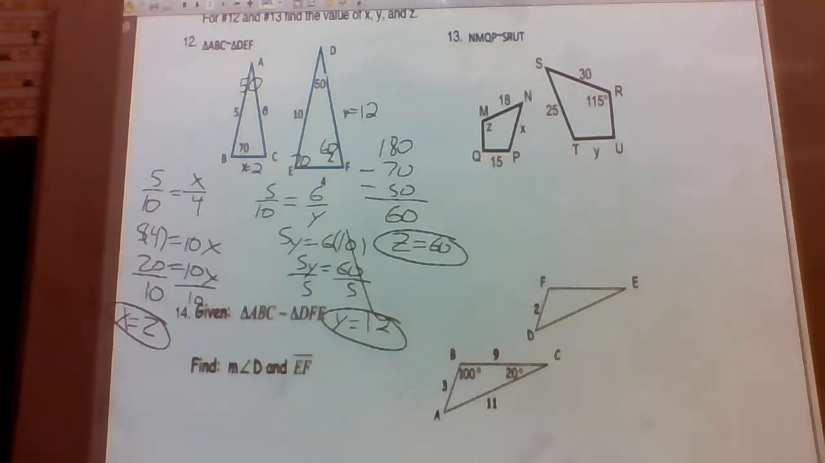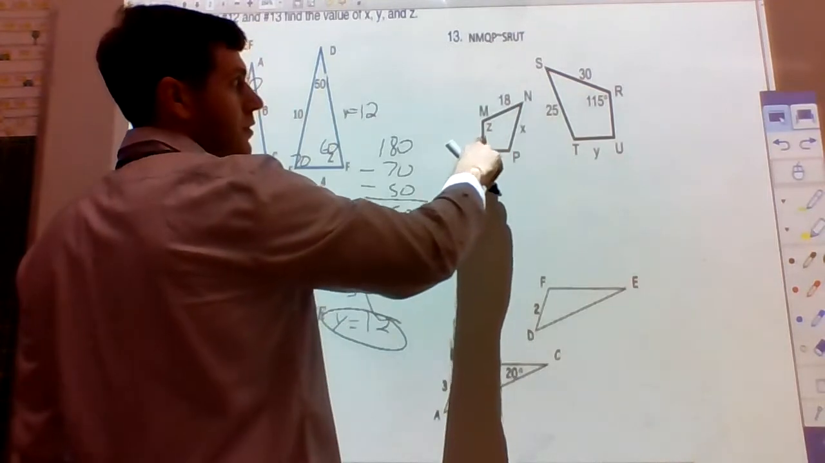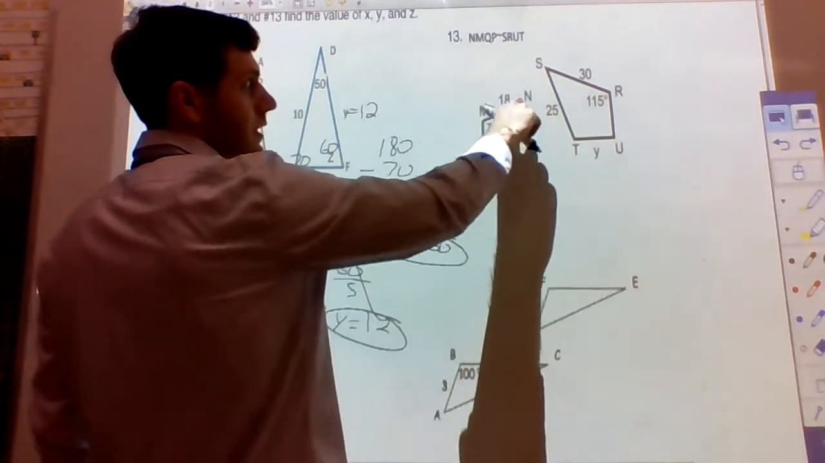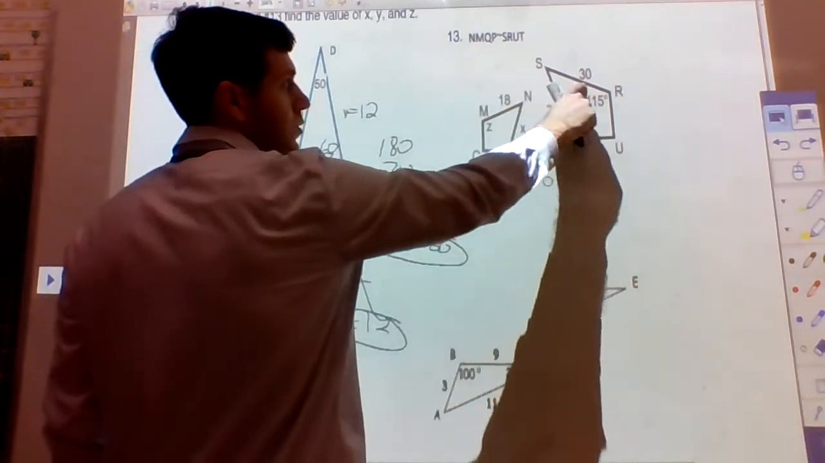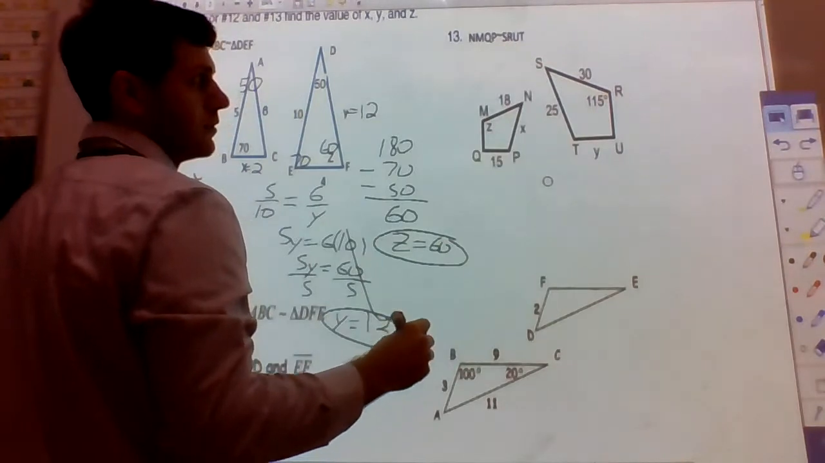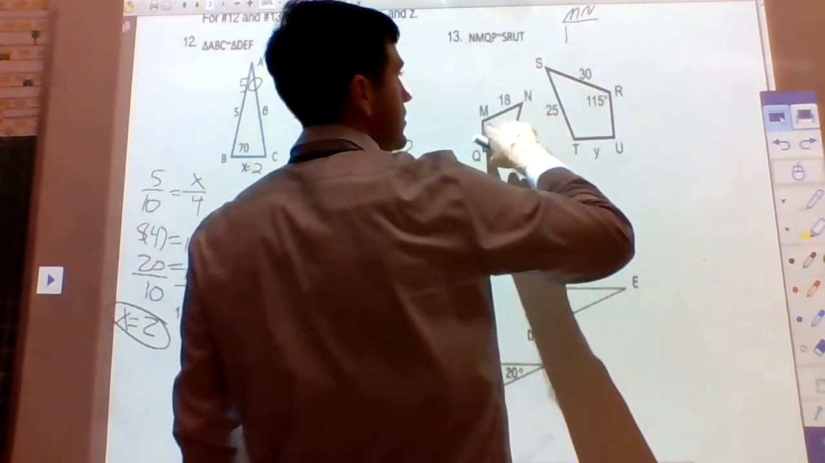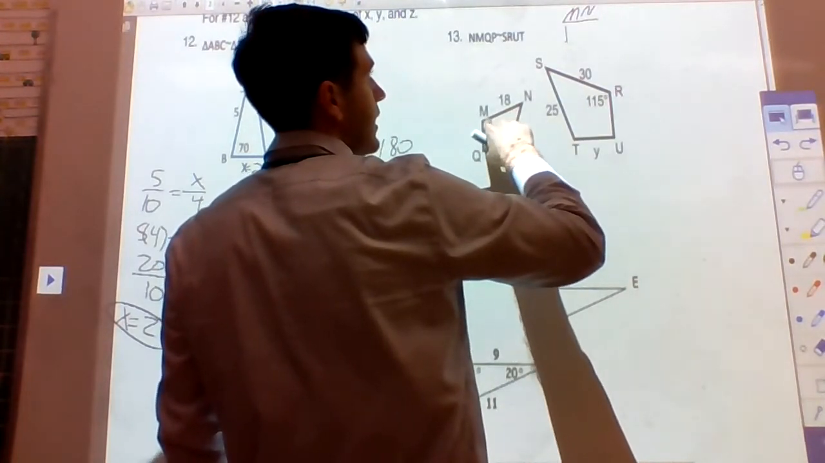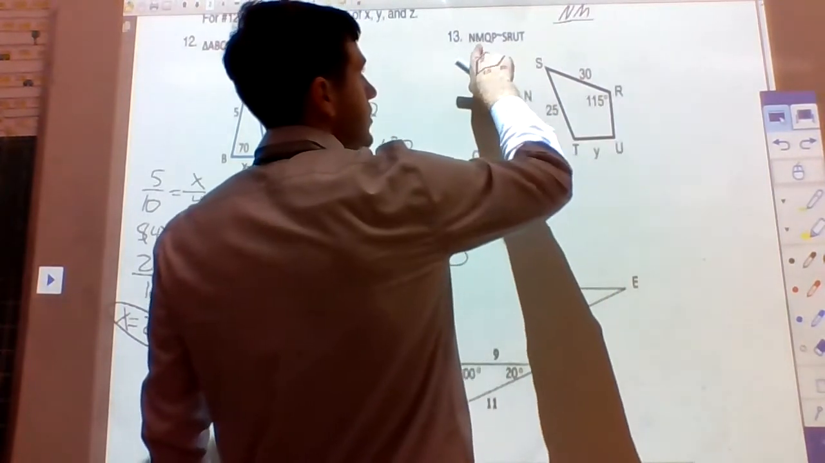Okay, number 13, NMQP is similar to SRUT. Again, we can look at the letters here to determine which sides are corresponding. NM is 18, the first two letters. SR is the first two letters. So NM is going to correspond with SR. Let's write them up here. NM corresponds with SR.